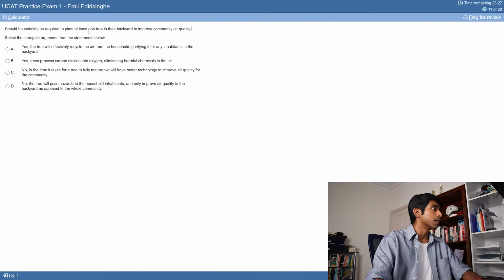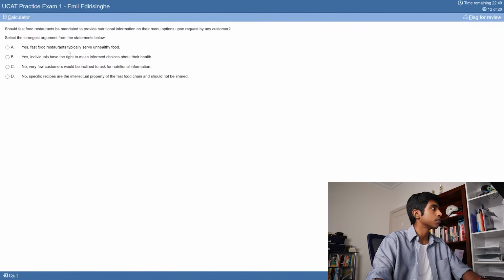Yes, I'm thinking A is the most relevant. Should households be required to plant at least 1 tree in their backyard to improve community air quality? So community air quality is the big one there. So yeah, this is just inhabitants of the backyard, so not community. This isn't very specific. Tree will pose hazards to the household inhabitants and only improve air quality in the backyard as opposed to the whole community. Yeah, I think D is the most relevant to community air quality.